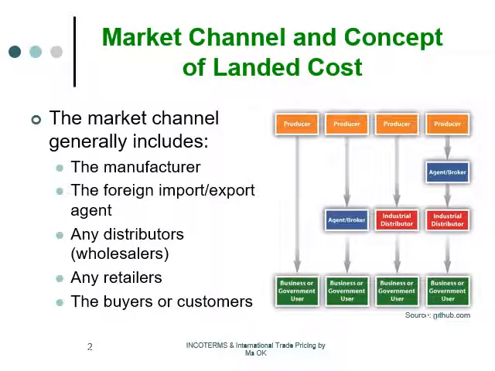The number of intermediaries will affect your costs as a buyer. The more the intermediaries there are, of course, the higher the markups. For this reason, many importers prefer to buy directly from the factory if possible, to save on middleman's commission or costs. The market channel may include the manufacturer, the foreign import or export agent, any distributors or wholesalers, and other retailers before it reaches finally the ultimate customers.